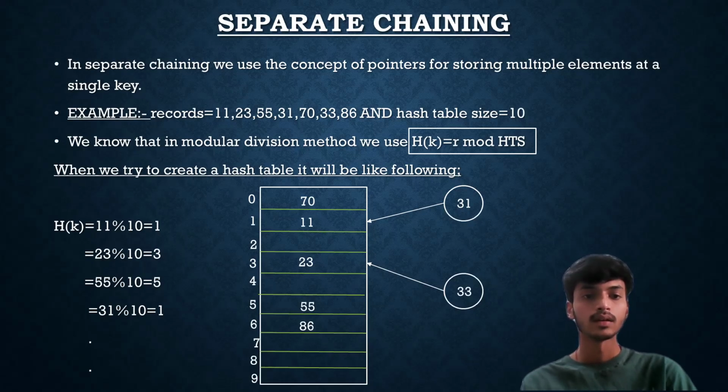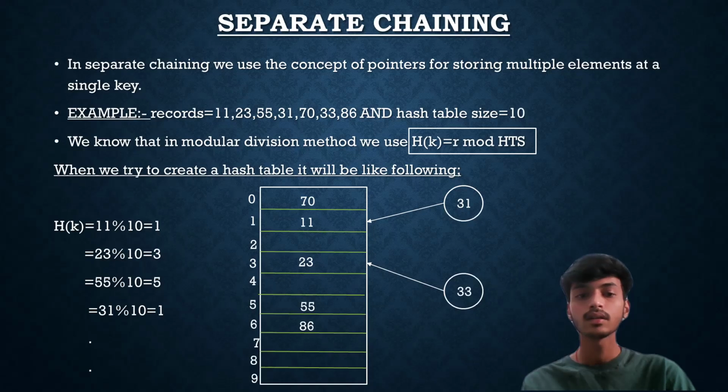Let us first see the h of k values here. First record is 11, so 11 mod 10, where 10 is the hash table size, gives us 1. So we place 11 at key value 1. Similarly, 23 we place at 3, and 55 we place at 5. Next, when we come to 31, it again gives 1. So 31 would also be placed at 1. So here collision occurred. Similarly, 86 is placed at 6 comfortably.